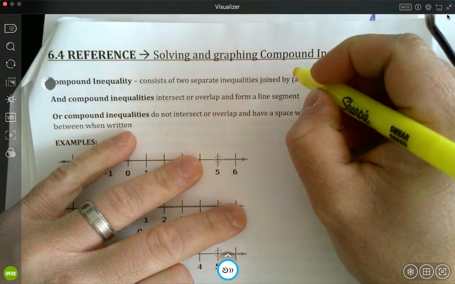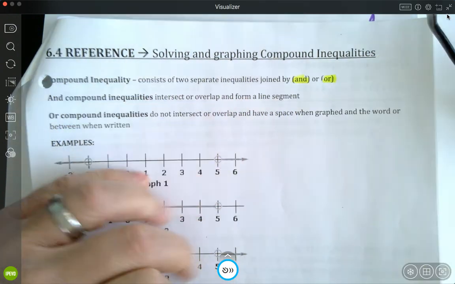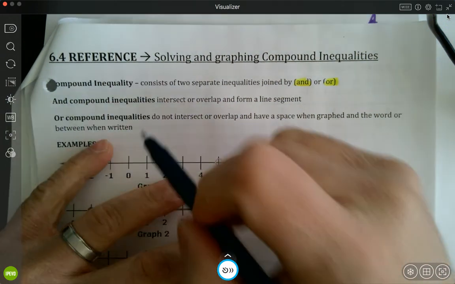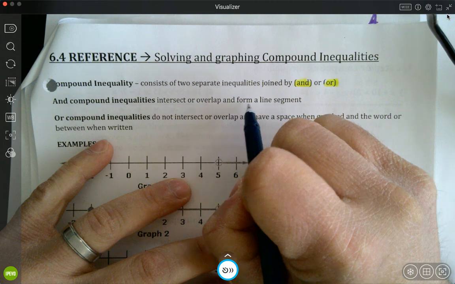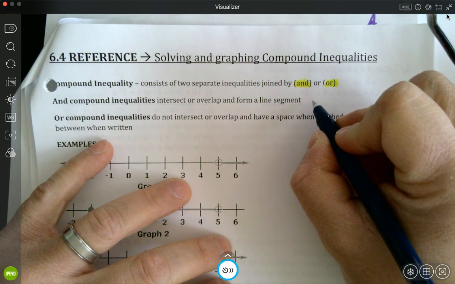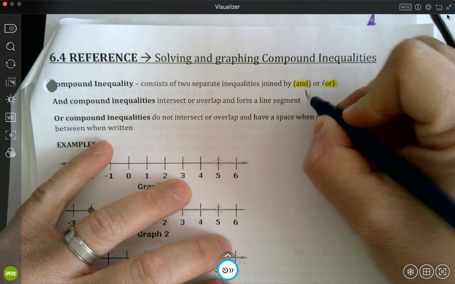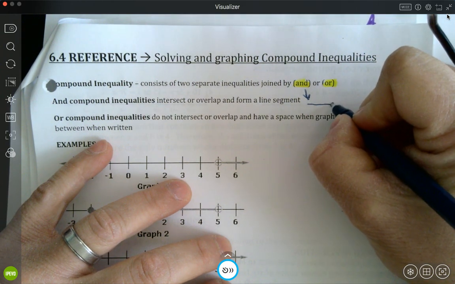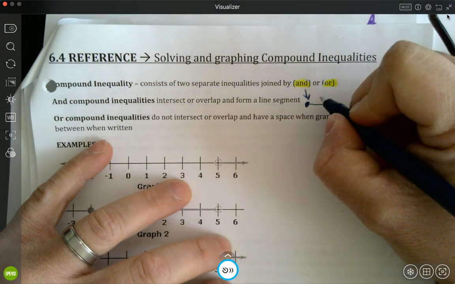and compound inequality or an or compound inequality. So let's start with what an and compound inequality looks like. An and compound inequality, they intersect or overlap to form a line segment. An and will always give you a barbell for a graph. That's what we call these. Kind of looks like a barbell.